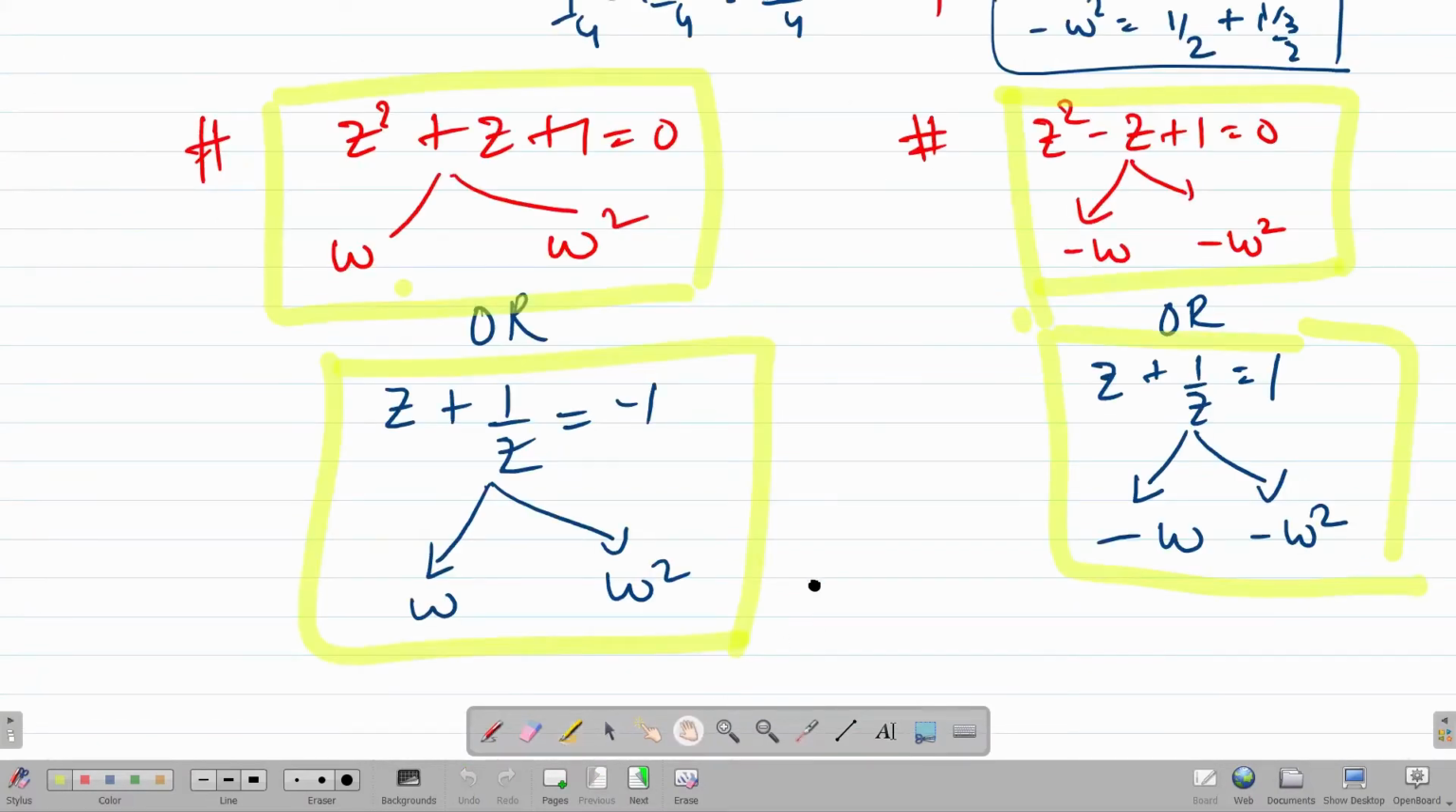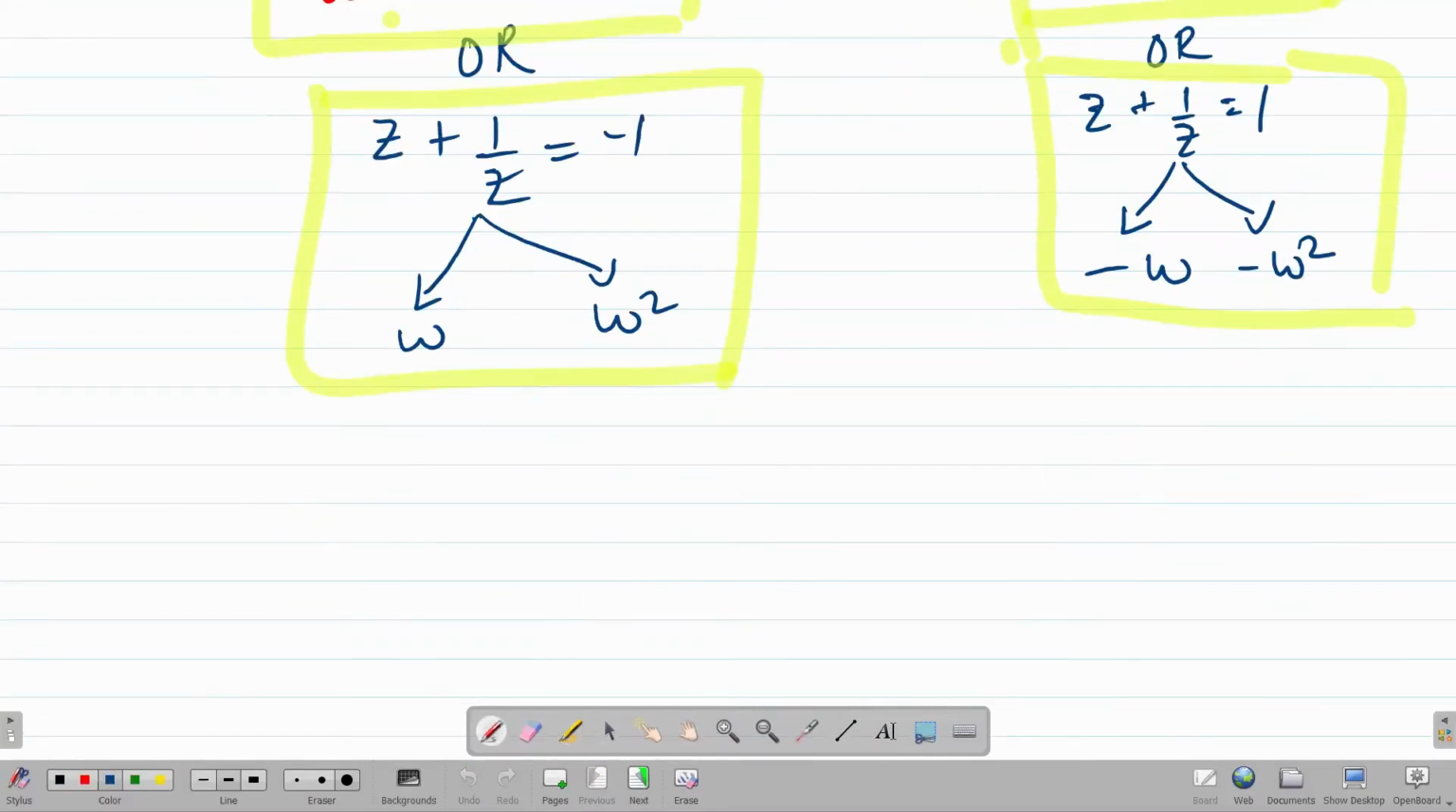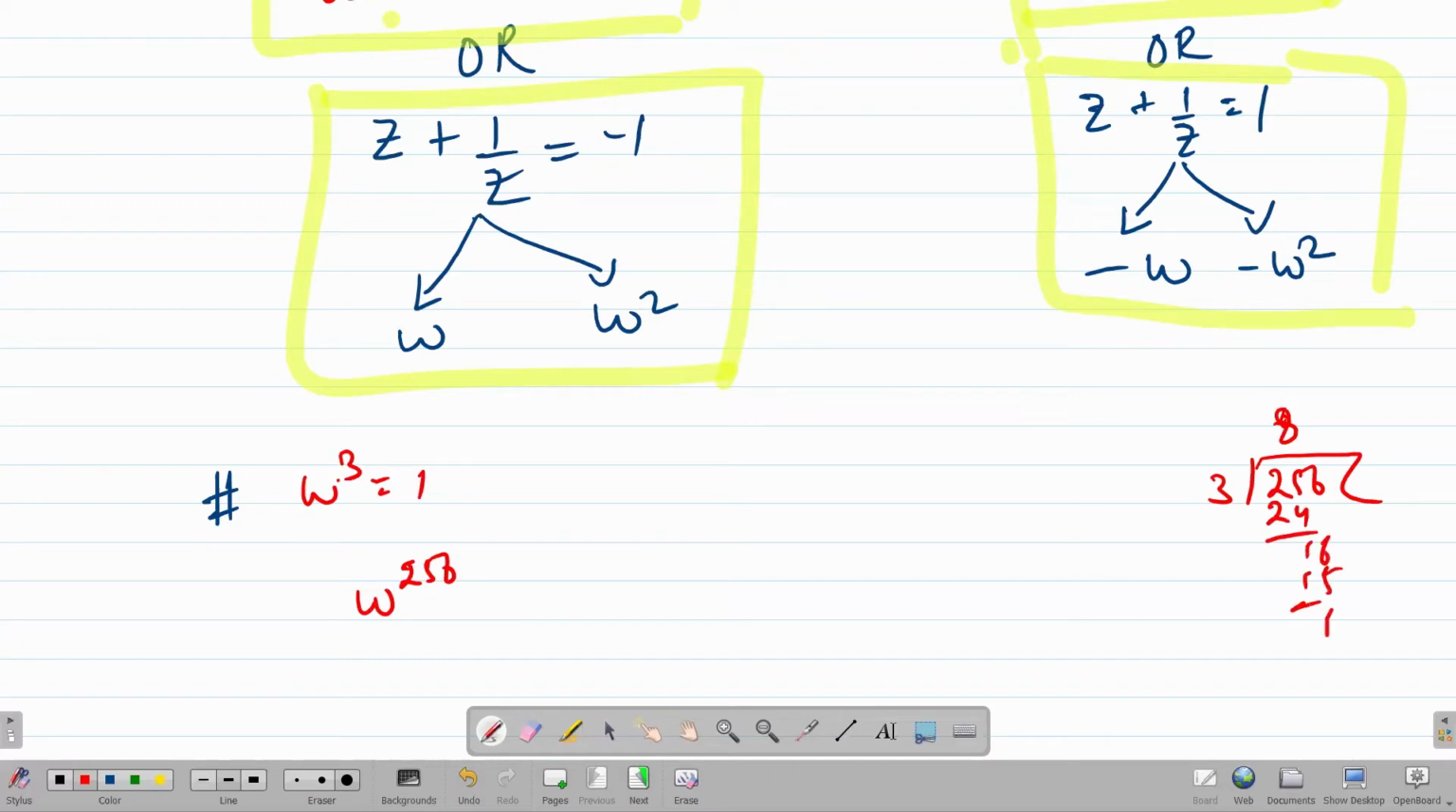One more result. If omega cube is 1, then whatever we get in the power, we have to divide it by 3, and the answer depends on the remainder. That means if I have to find the value of omega to the power 256, I divide this by 3, and my remainder is 1.